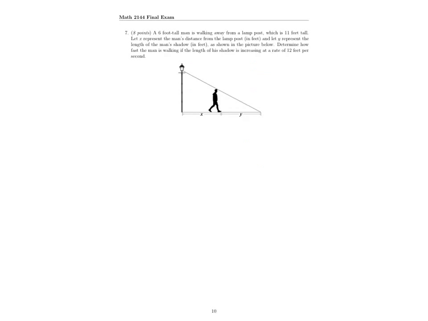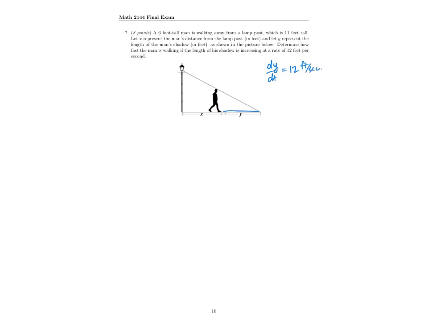So here I see a 6-foot tall man is walking away from a lamppost, which is 11 feet tall. x is the man's distance from the lamppost, and y is the length of the man's shadow. Determine how fast the man is walking if the length of his shadow is increasing at a rate of 12 feet per second. So the 12 feet per second is the rate at which his shadow is increasing. So that is dy/dt equal to 12 feet per second.